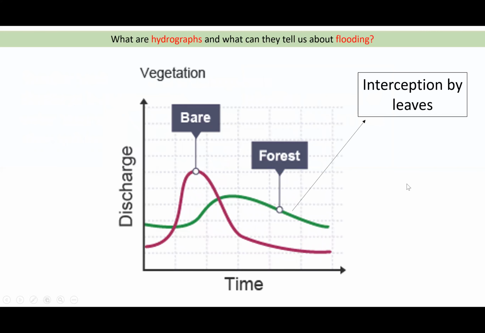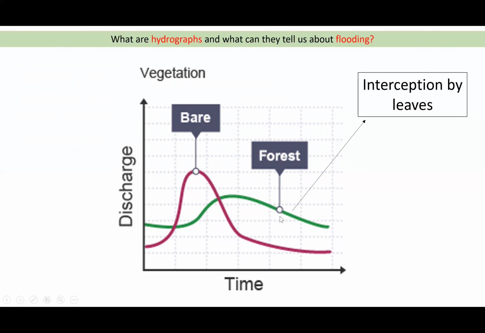Next is vegetation. And this one's a really important one and is likely to crop up in your exam. So we've got bare vegetation, or where there is no vegetation, and in this line it's where there is a forest. Now a forest has got a much lower discharge and a longer lag time. If you think about this being the peak discharge, it's happened after the peak discharge for the bare vegetation area.